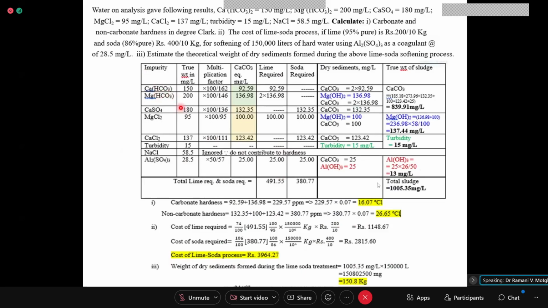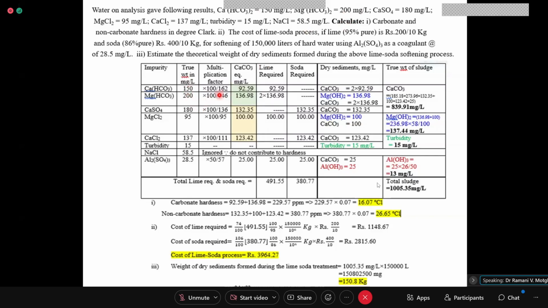Calcium bicarbonate should have a 2 here, 150, and in magnesium bicarbonate also HCO3 should be twice. This is a picture, that is why I can't edit this. Okay, now the true weight is 150 given here and this is 200 given here. Please try to understand stepwise as I am going.